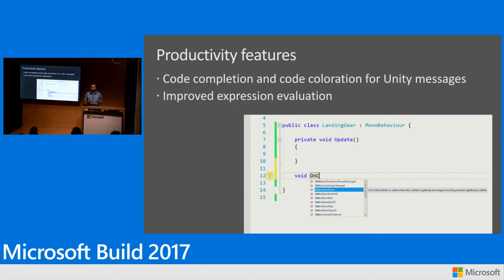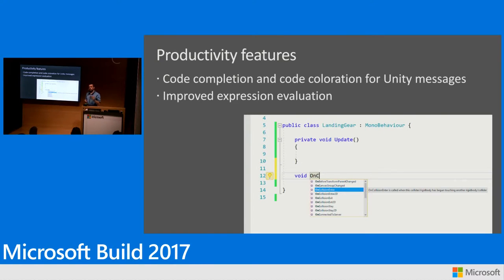We've also been adding a lot of productivity features inside 2017. On C# for everyone, you'll get new refactorings. You'll get code diagnostics. But we also added in the tools for Unity new features that are specific to Unity developers. The first one is the code completion and code coloration for Unity messages.